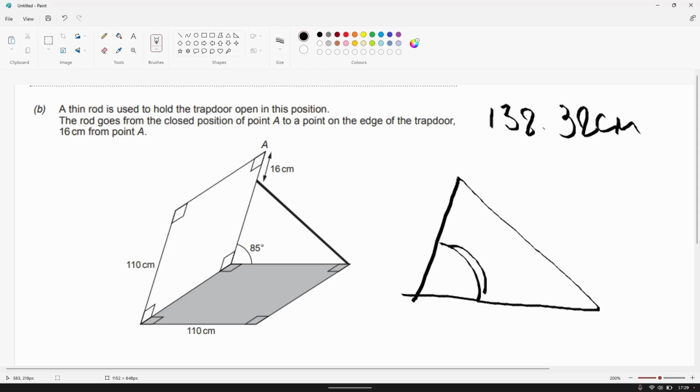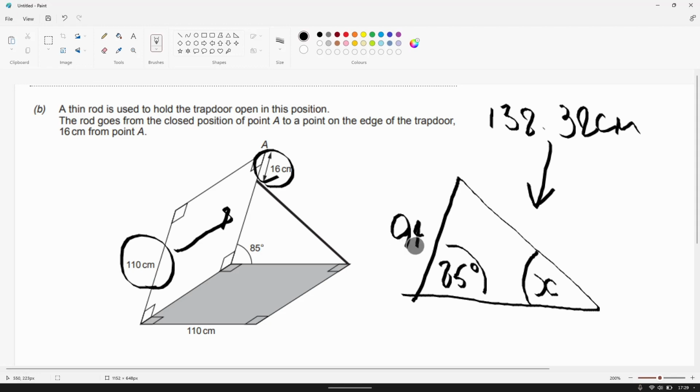We've got 85 degrees, and we've just worked out this, so it's 138. And then for this angle, we just need something to correspond with it. So that would be this one, 94. We've taken away that 16 from 110, so 94 cm.